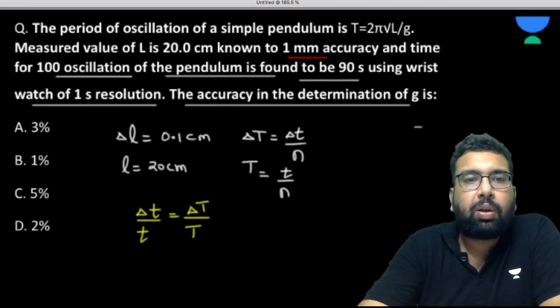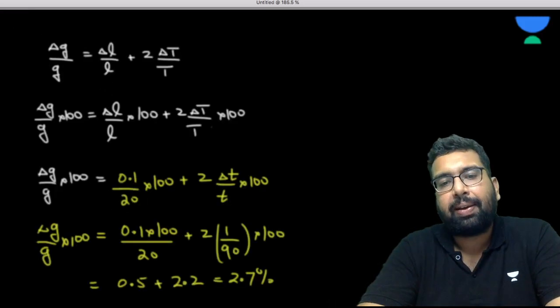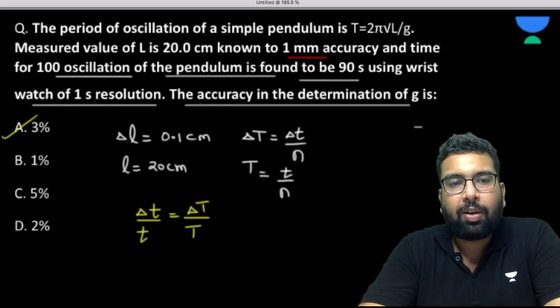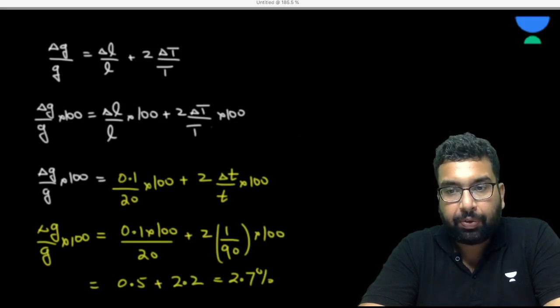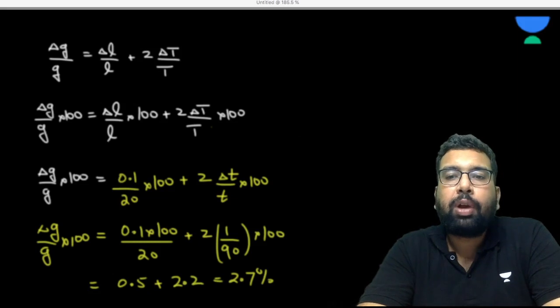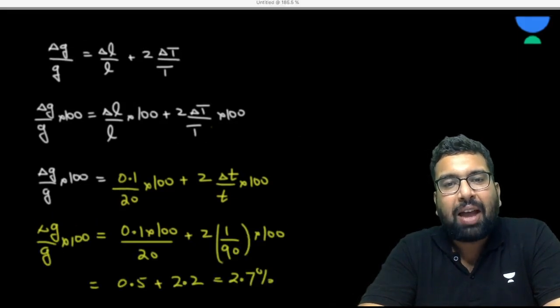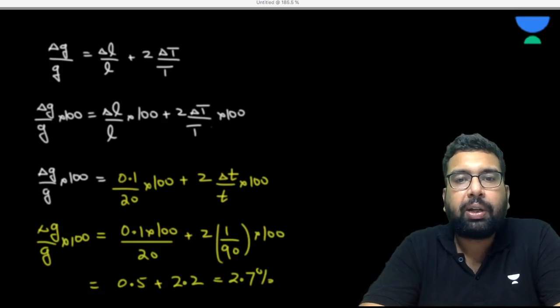So what is the nearest option? Nearest option is 3%. So the answer is 3%, right? You have rounded it off to the next digit. So it is going to be 2.7% if you wanted the exact answer, but if you round it off, it is going to become 3%. I hope it is fine to everyone. Now let us move to the next question.